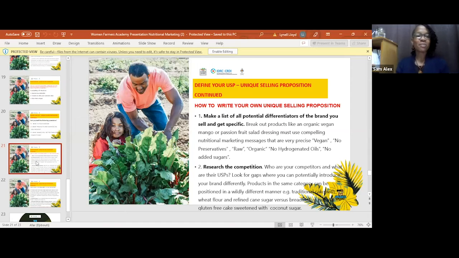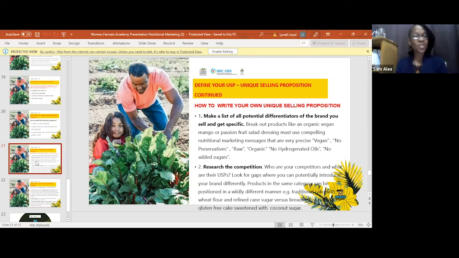So the other point, research the competition. Don't ever underestimate your competition. Where are your competitors? Who are your competitors? What are their USPs? Look for gaps where you can potentially introduce your brand differently. What are they not doing? What can you do that they're not doing? Is there a group or a subset of persons that they are not catering to? Well, maybe you can cater to that group. So what you can do is look for those gaps and potentially introduce your brand differently.